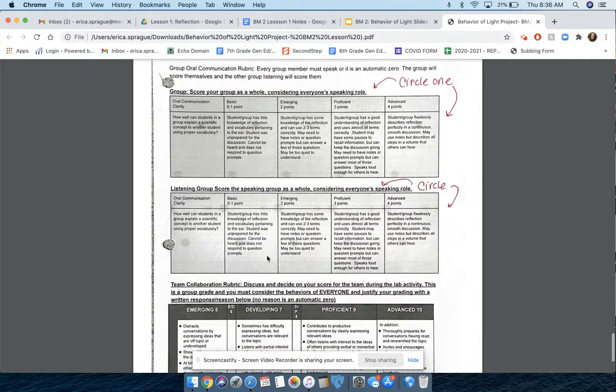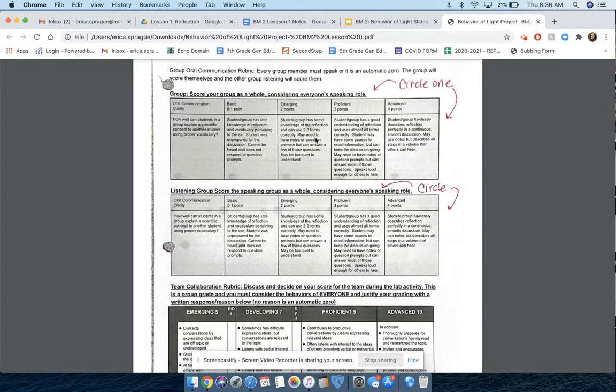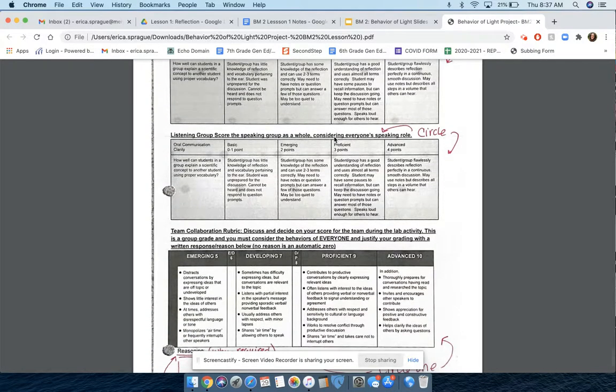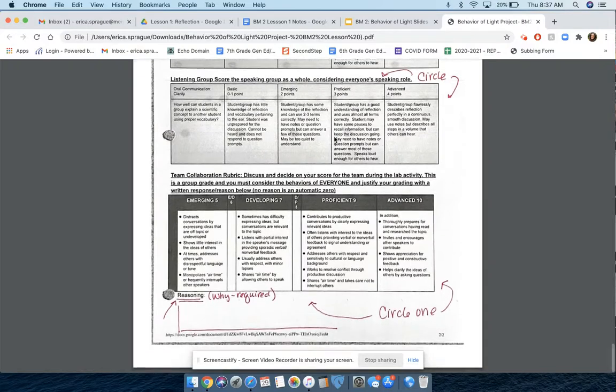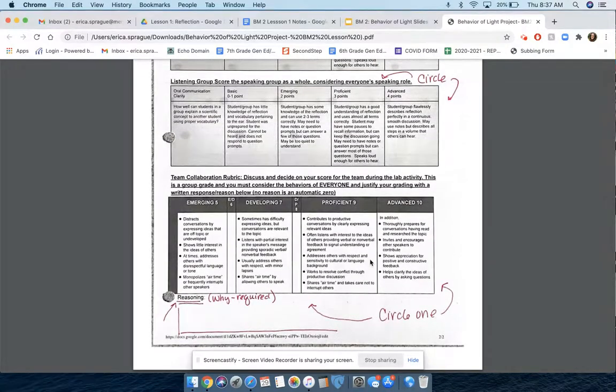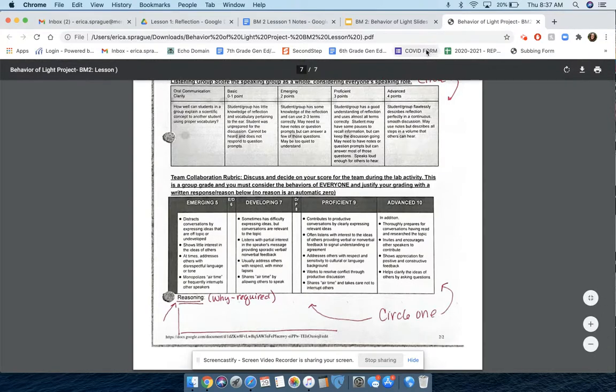The group that's listening to you will score you. And as a group, you will give yourself an oral communication grade for how well you discussed. Everyone in the group needs to speak. And then you're going to give yourself a team collaboration score. If you don't give me any reasoning, it's an automatic 0 for collaboration. So make sure you circle a score and give me a reason.